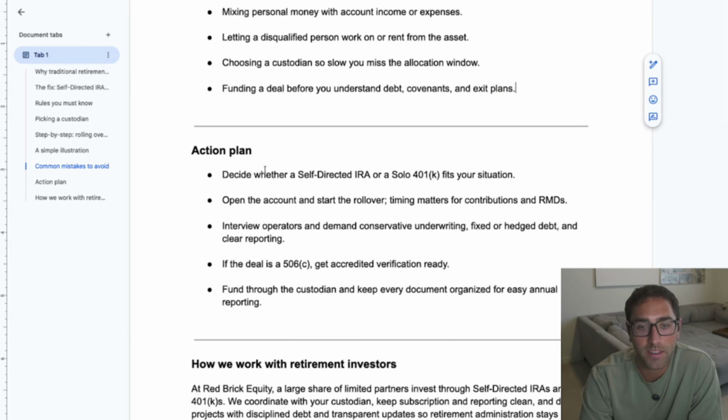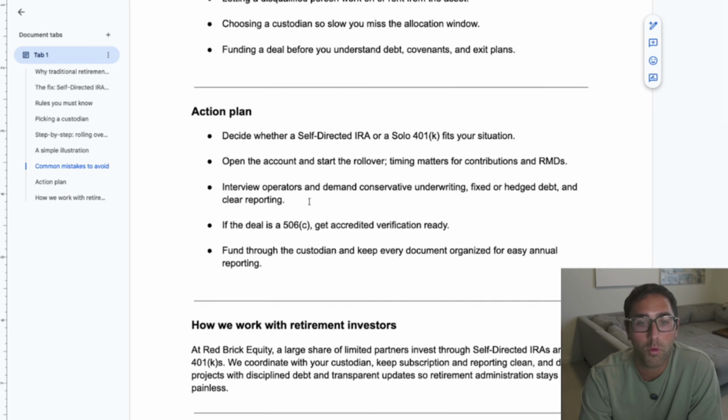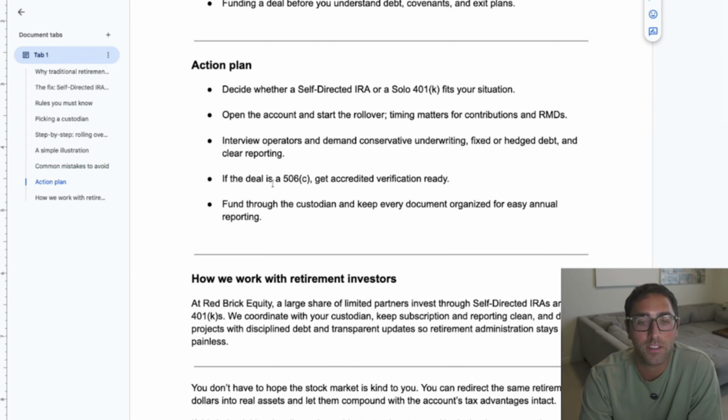And then, action plan. Decide whether a self-directed IRA or solo 401k fits your situation. Open the account, interview operators. If the deal is a 506C, get accredited investor verification ready. I can help you out with this completely free. Click the link at the top of the description. And then fund through the custodian and keep every document organized for easy annual reporting.